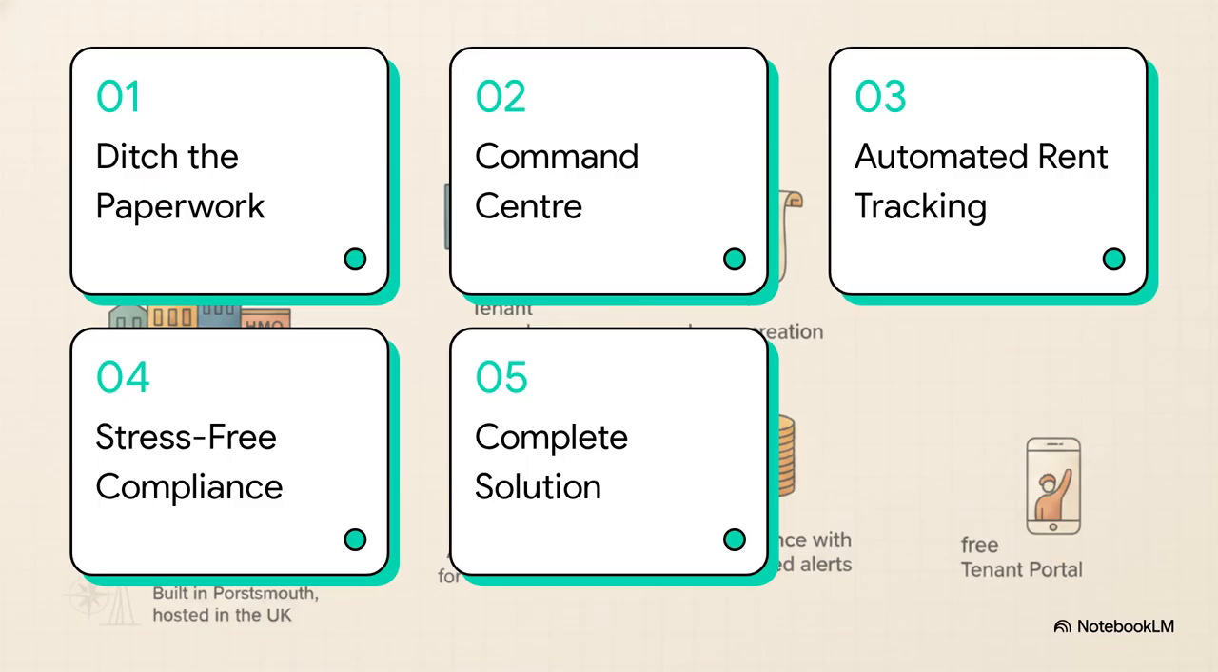Okay, so here is our quick roadmap for today. 1. Ditch the paperwork. 2. Your portfolio command center. 3. Automated rent tracking. 4. Stress-free compliance. And 5. The complete landlord solution.